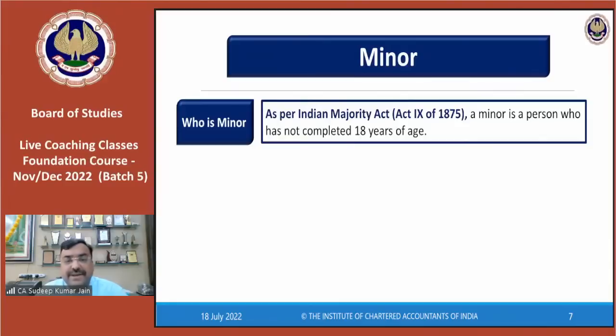Who is minor? Minor कौन होता है? As per the law, as per Indian Majority Act, a minor is a person who has not completed 18 years of age. It means every person below the age of 18 is minor, and the person of 18 and above is major, right?